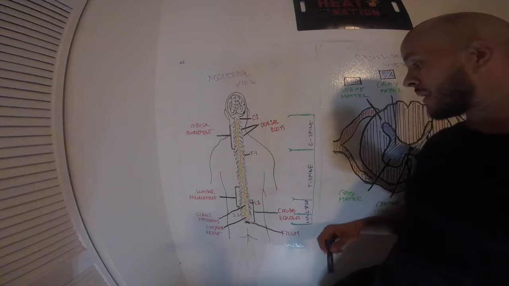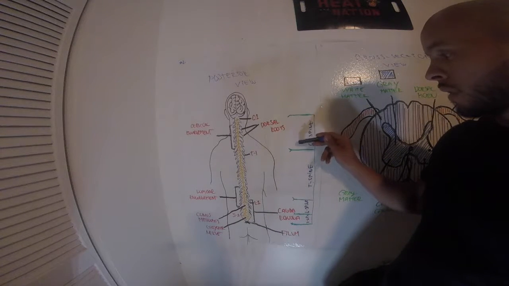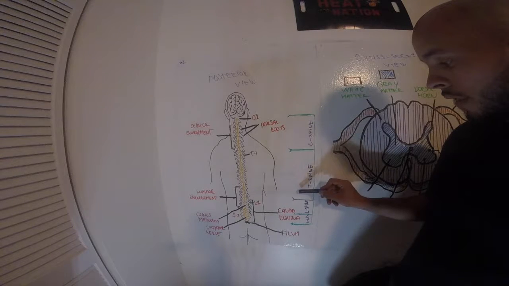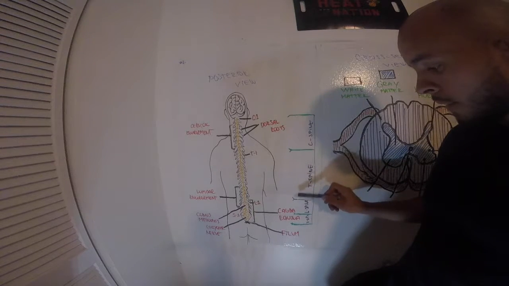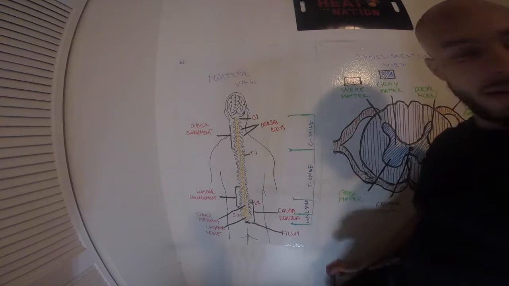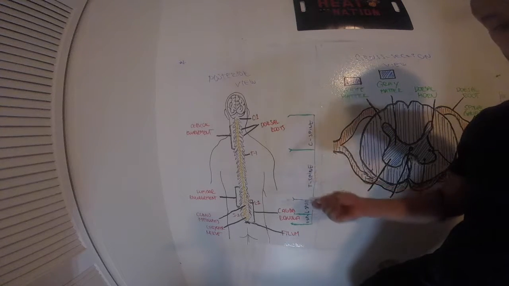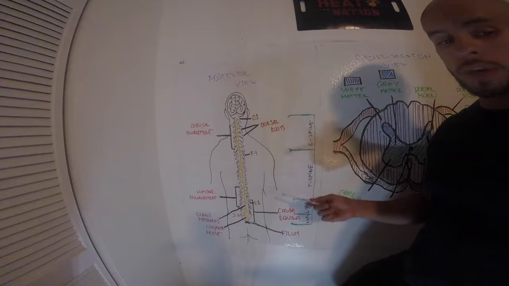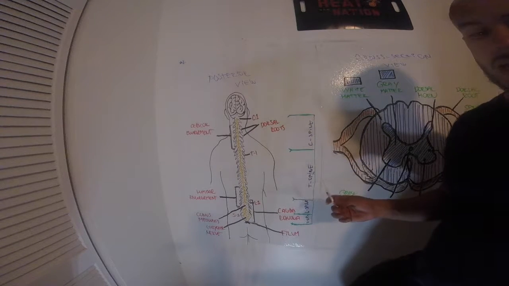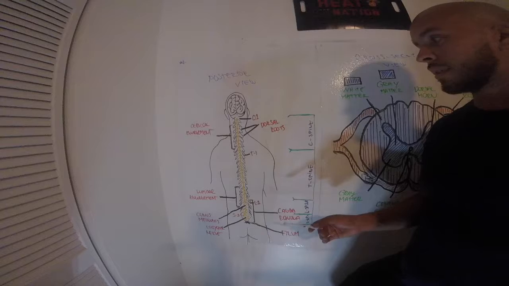Here in my diagram, you guys can see the cervical spine, the thoracic spine, lumbar spine, and the sacral spine. Some of the more important landmarks to note for this presentation are the conus medullaris, the cauda equina, the filum terminale, and the cervical and lumbar enlargements.